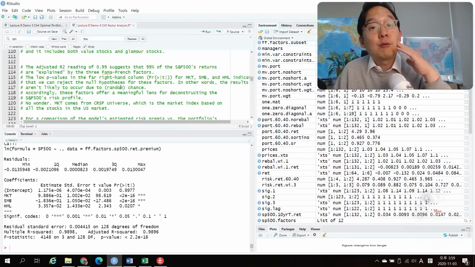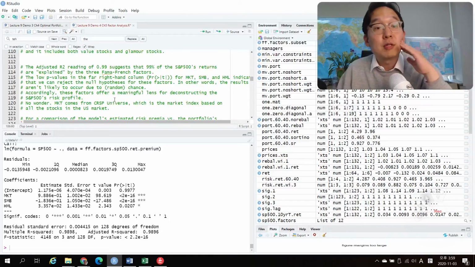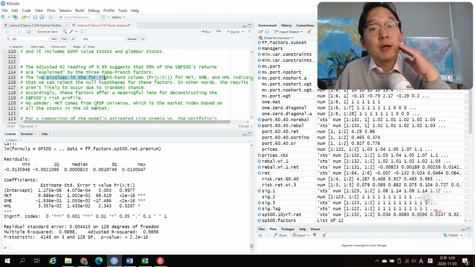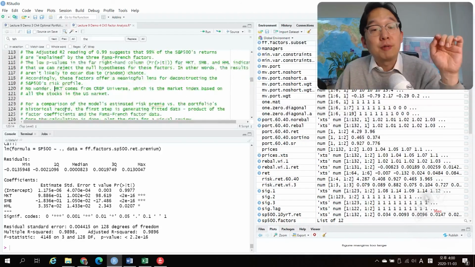The adjusted R squared reading of 99 suggests that 99% of the S&P 500 index's variation is explained by the three-factor Fama French model, right? The low p-values in the far right column for market, size and book to market indicate that we can reject the null hypothesis for these factors. In other words, the results are not likely to occur by random chance. Accordingly, these factors offer a meaningful lens for deconstructing the S&P 500's risk profile.